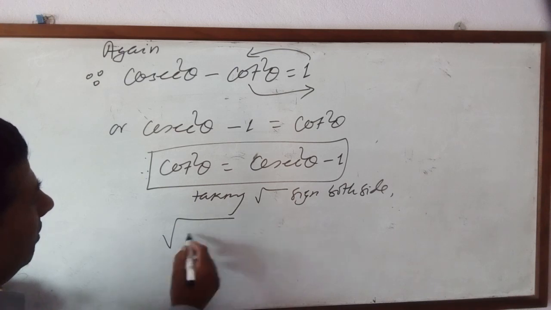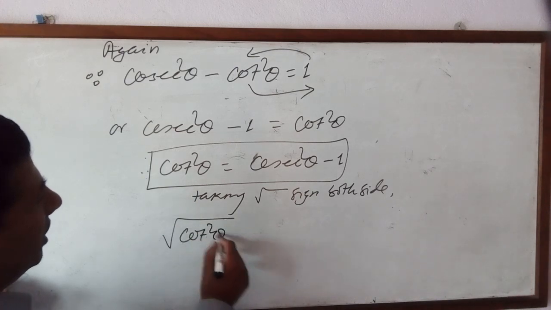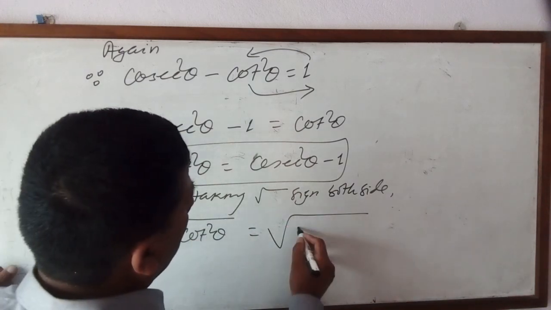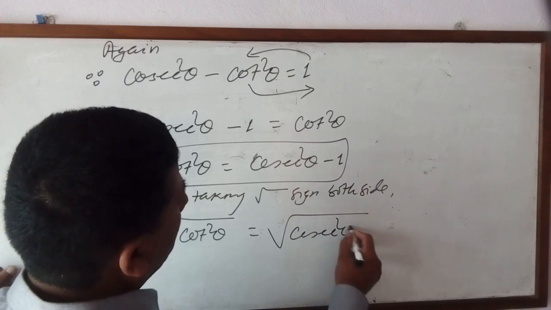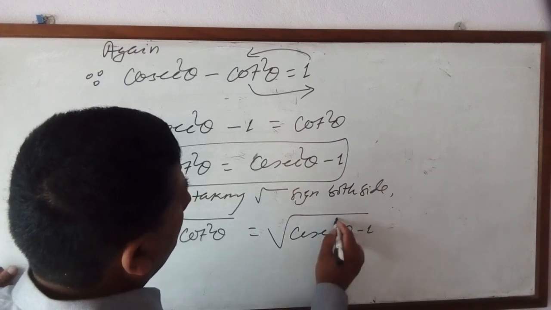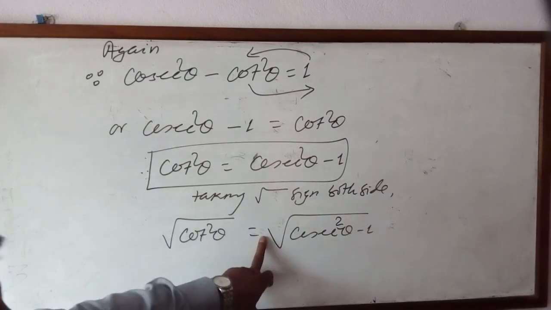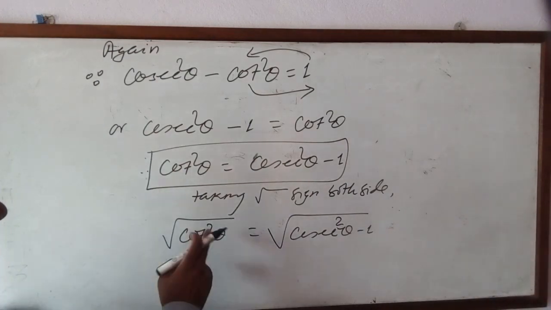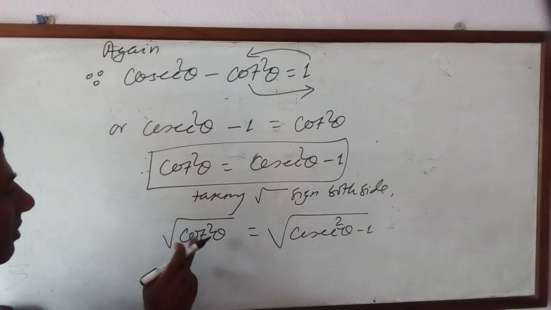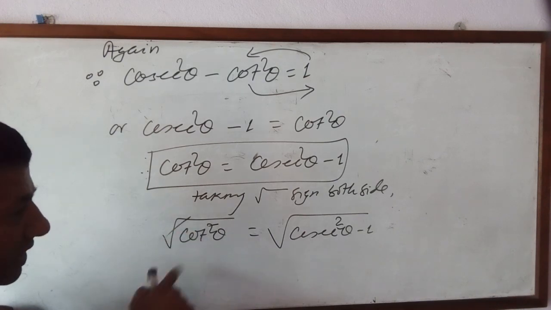Then it will be cot square theta equals cosec square theta minus 1. Here we can write plus minus sign also, but I have written only positive. Now this square cancels this.